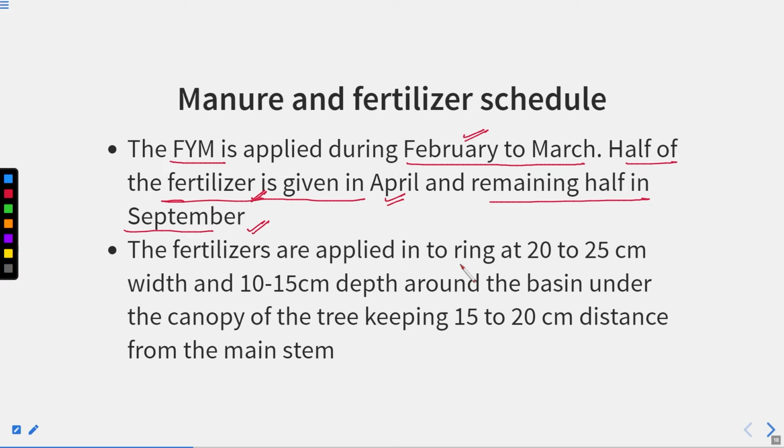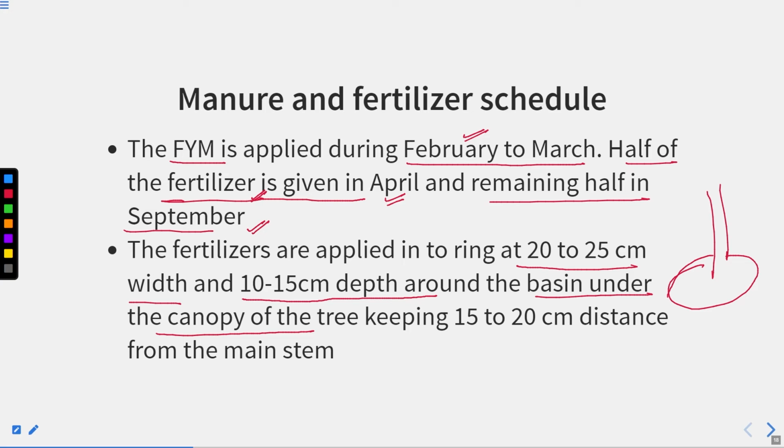So fertilizer is applied in a ring at 20 to 25 centimeter width and 10 to 15 centimeter depth around the basin under the canopy of the tree. So here is the tree, and we can have it like this. So here we can give the fertilizer. So this is called the ring at 20 to 25 centimeter width. Okay.